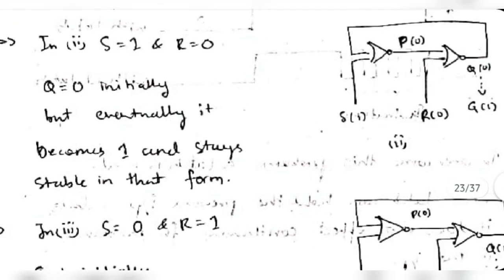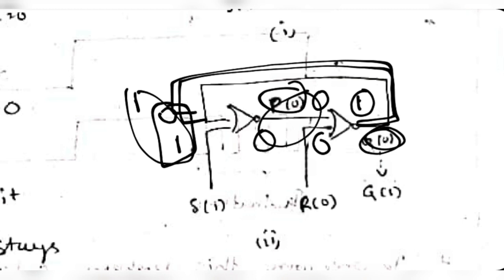And in the second case, in case I make S as 1, Q was 0 initially. So when Q was 0, this input is 0. When I make S as 1, the input is 0 and 1, so the output should be 0. And now this input has 0 and 0, so the output should be 1. So see, Q was 0, it became 1 now. So this 1 will go here and this 1 will be there. 1 and 1, output is 0. So this will be stable in this form. 0 and 0, output is 1, and it will stay in the same form.